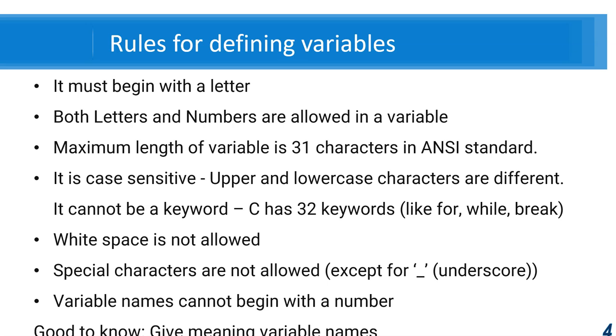Variable names cannot be keywords. C has 32 keywords, like for, while, break, main. All these are keywords. You cannot use a keyword as a variable name. White space is not allowed. Any special character apart from underscore is not allowed. Variable names cannot begin with a number.